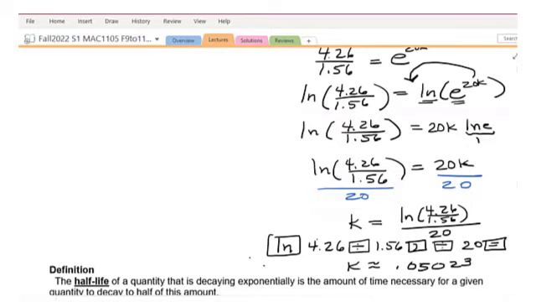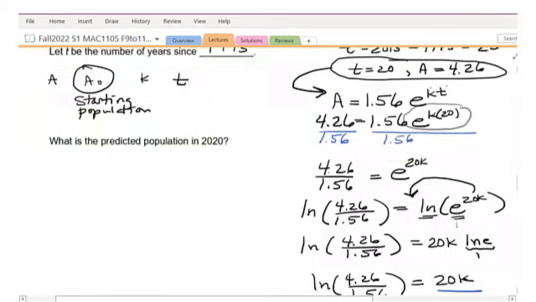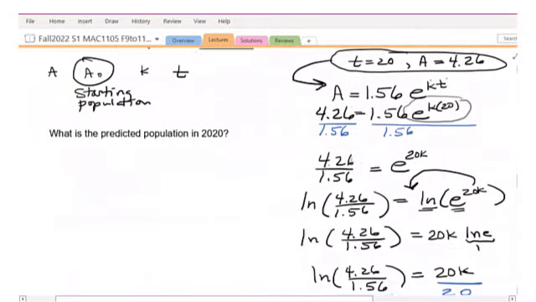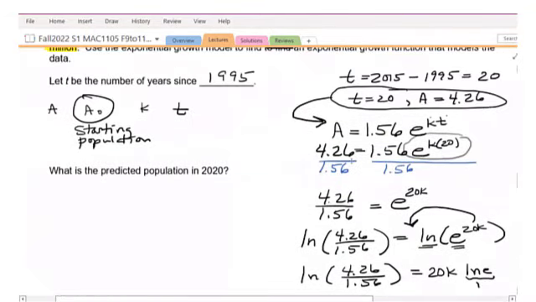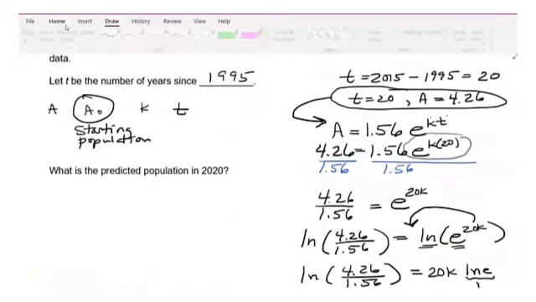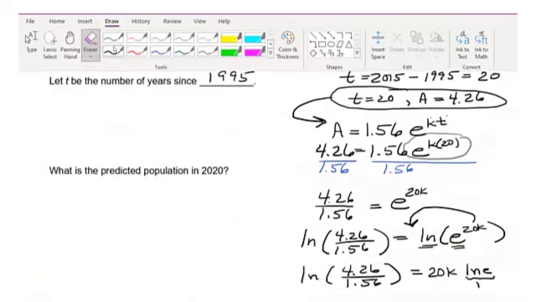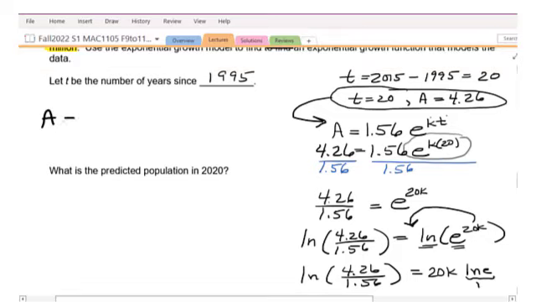Good. Okay. So remember what our goal was. They wanted us to create an exponential growth function that models the data. So they were asking us to write the function. Well, the function that we just found was A equals 1.56e to the 0.05023t.